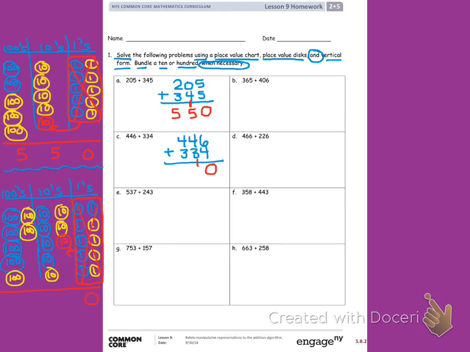Now, 4 blue tens plus 3 yellow tens is 7 tens plus the new one that we bundled makes 8 tens. In the hundreds place, I see 4 blue hundreds plus 3 yellow hundreds. That makes 7. 7 groups of 100. Okay, now I've shown you how to do it. The rest of them are up to you. Good luck.